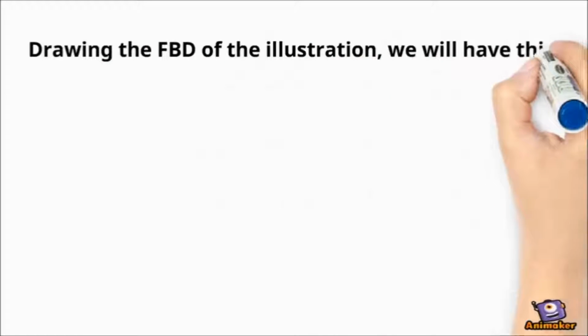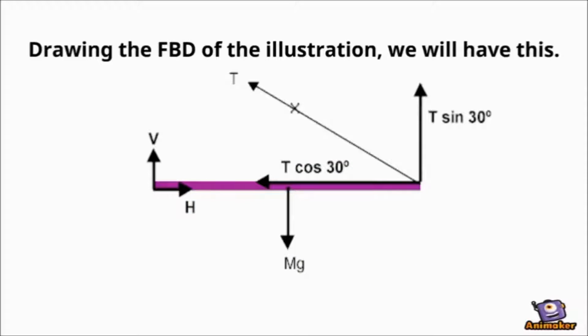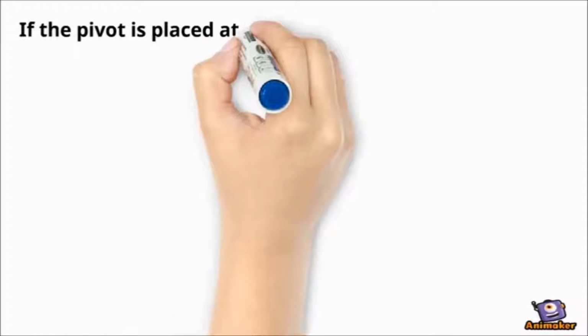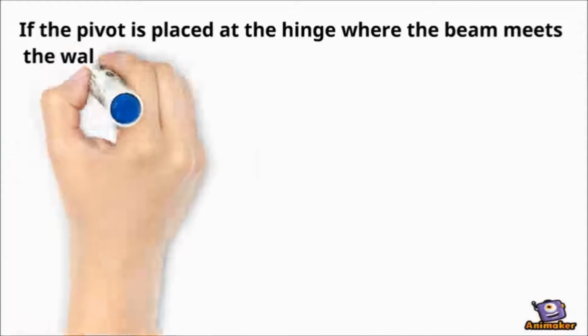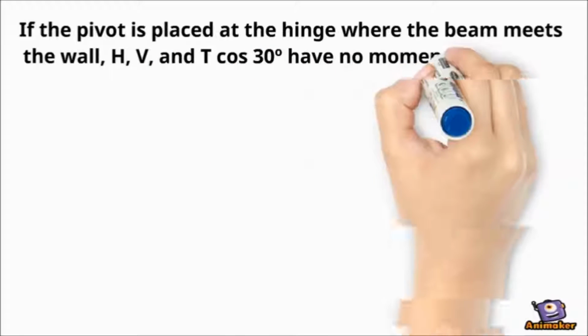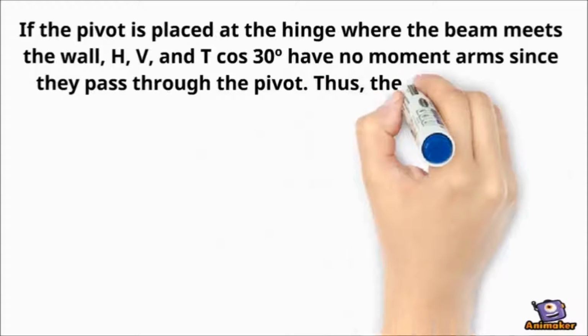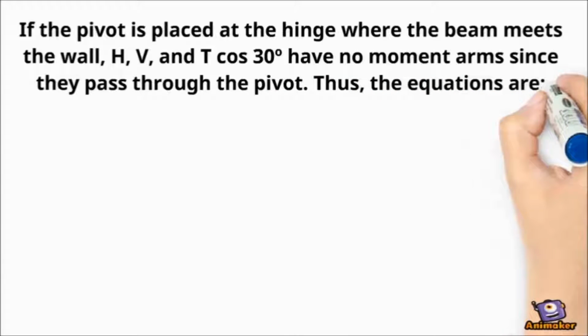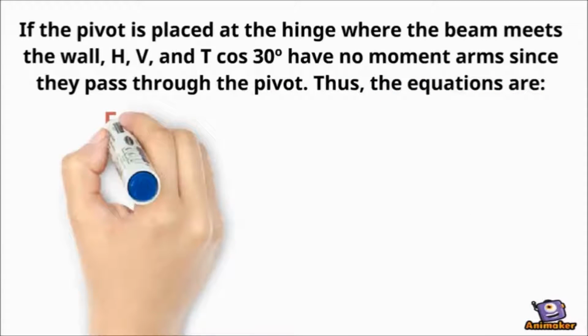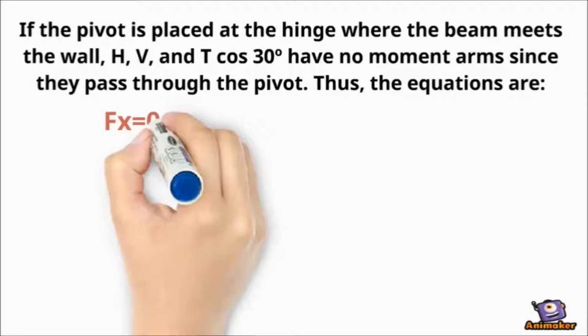Drawing the FBD of the illustration, we will have this. If the pivot is placed at the hinge where the beam meets the wall, H, V and T cosine 30 have no moment arms since they pass through the pivot. Thus, the equations are: to solve for tension we can use the summation of forces.